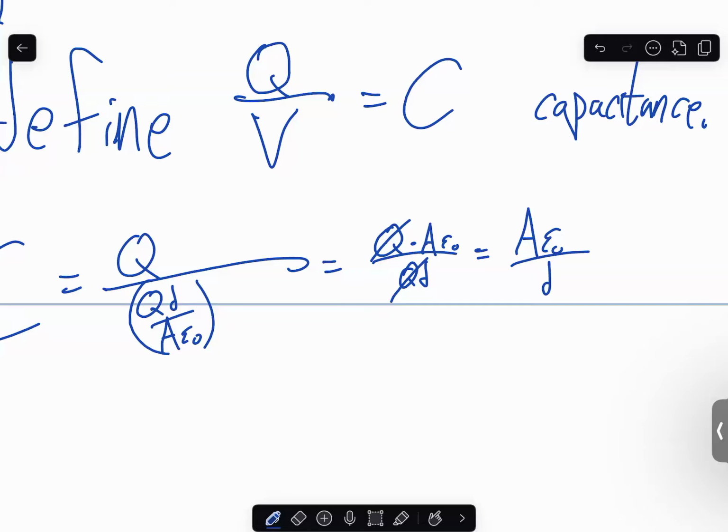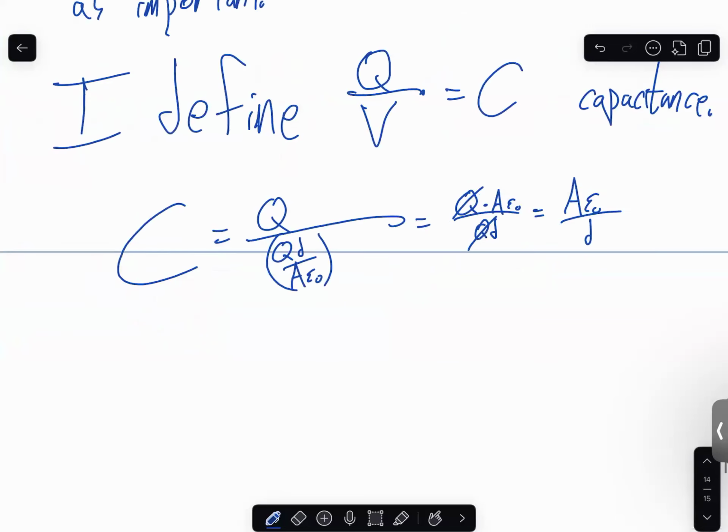10 to the minus 6 is micro. 10 to the minus 9 is nano. It's the next one down. They're always multiples of 3. 10 to the minus 12 is pico. A very, very common capacitance value is to measure the sucker in picofarads.